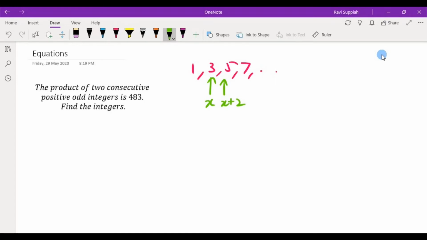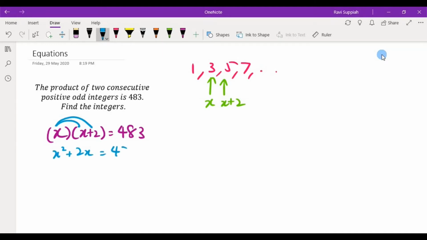This will hold true for all of the numbers in this sequence, which means I can now use this relationship to form the equation: x multiplied by x plus 2 is 483. With that, I can do the expansion. x squared plus 2x equals 483. Bring the constant over to the left hand side: x squared plus 2x minus 483 equals 0.